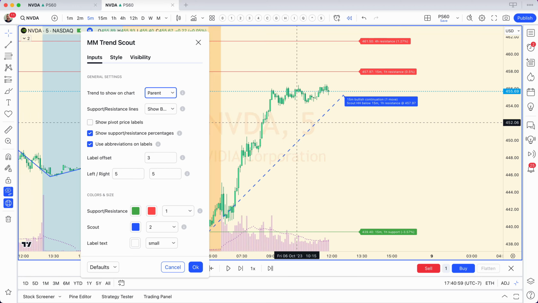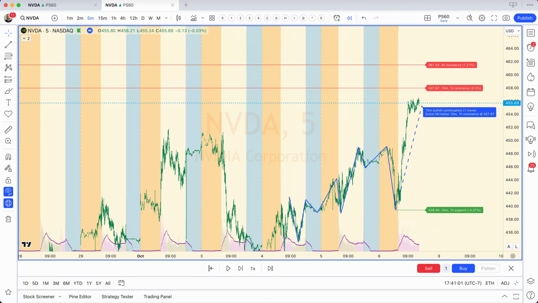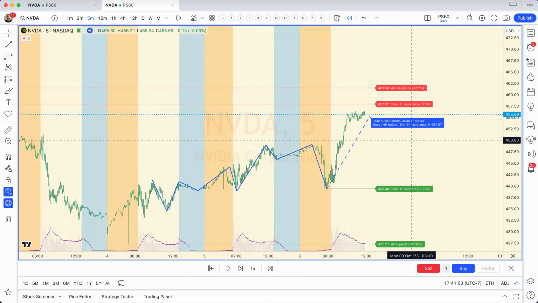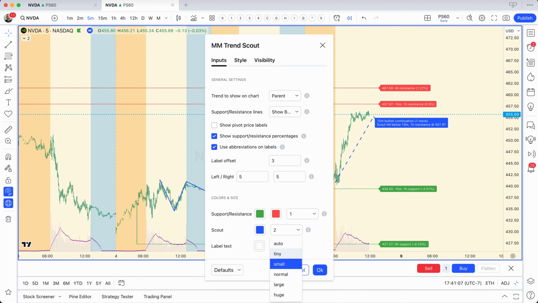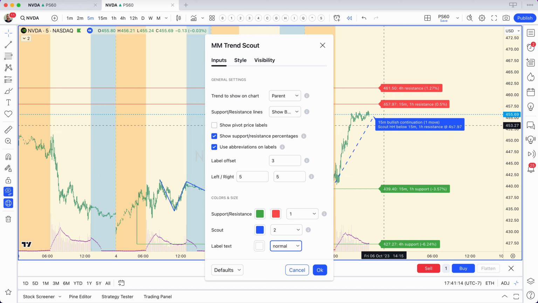It's switched. And so if you look out here now, the big Q is in this dropdown, and actually I'm going to change the size of that right now just so you can read it a little better. It's normal size. There it is. So 15-minute bullish core continuation, one move.